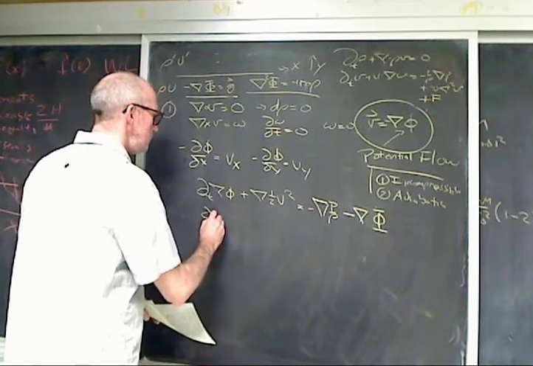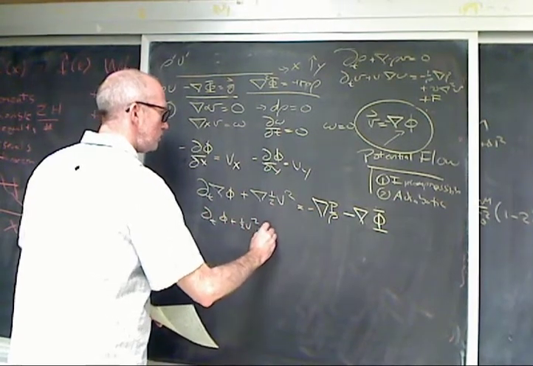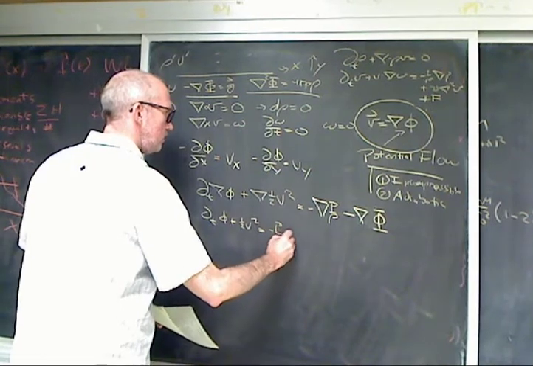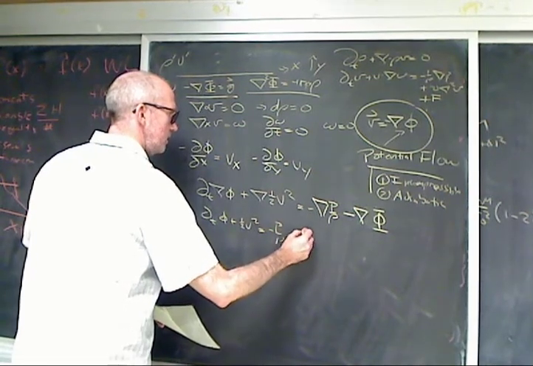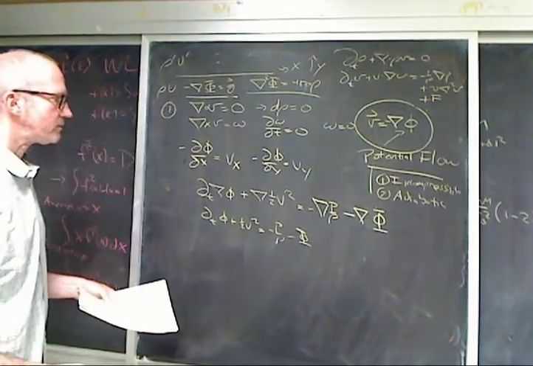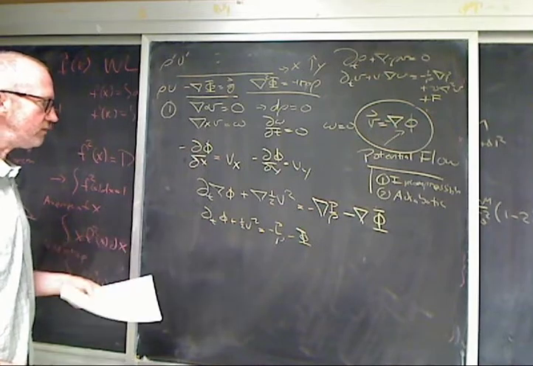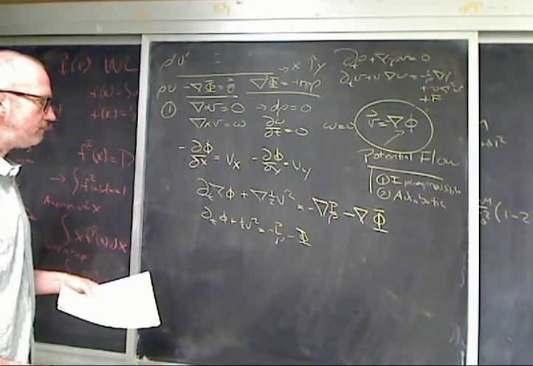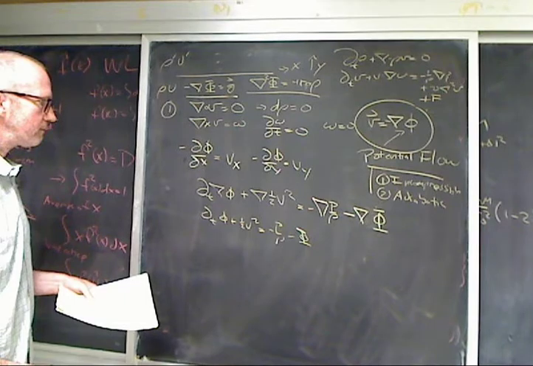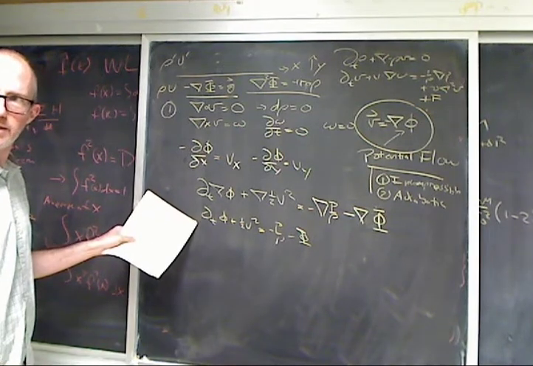So I'm left with d by dt of phi plus 1/2 v squared equals minus P over rho minus big phi. And we'll talk about what big phi is. I'll get rid of big phi in a second. Is there anything else I need to say about it? Does this make sense to everybody? Does everybody see how I got here?